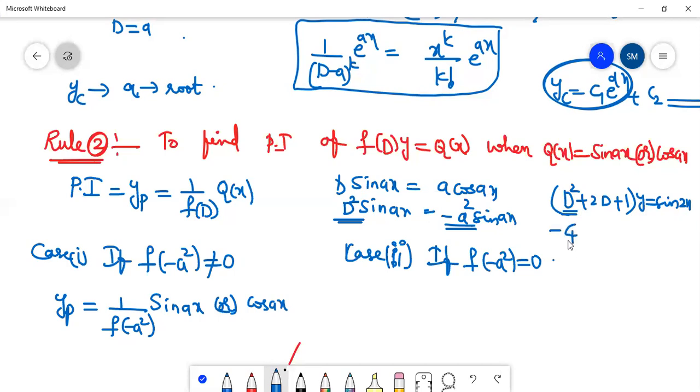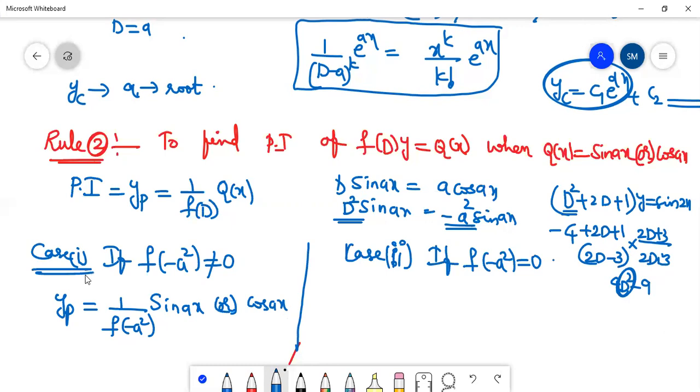A square means 2 to the 4. Minus a square minus 4 plus 2d plus 1. Then it is 2d minus 3. In that case, we can rationalize with 2d plus 3. Then it should be again expressed in the form of 4d square minus 9. Again d square is replaced with minus a square, that is minus 4. That is rule 2 of the case 1.